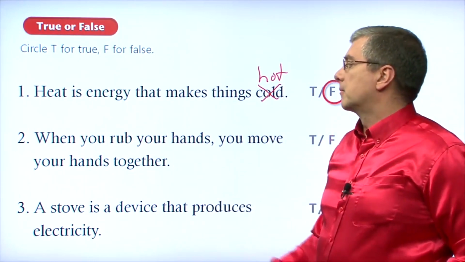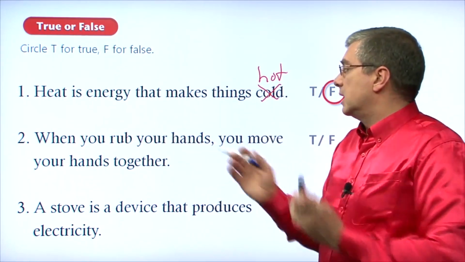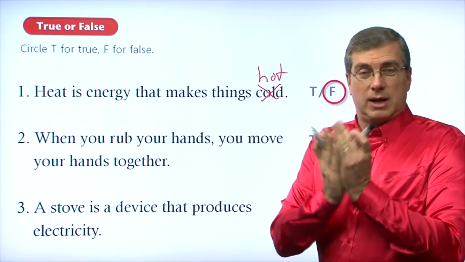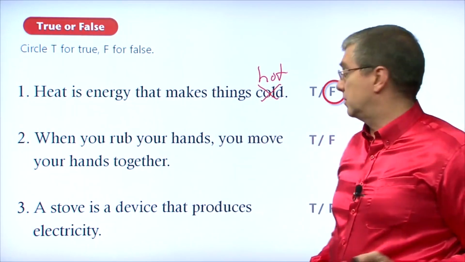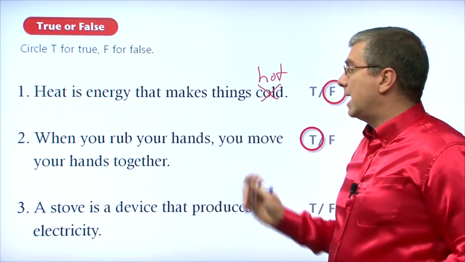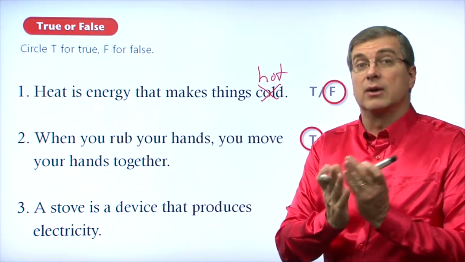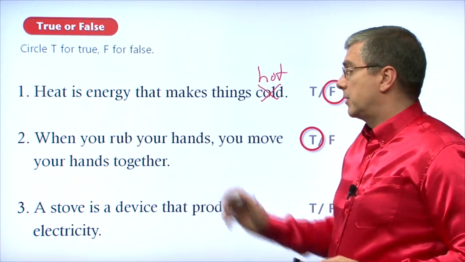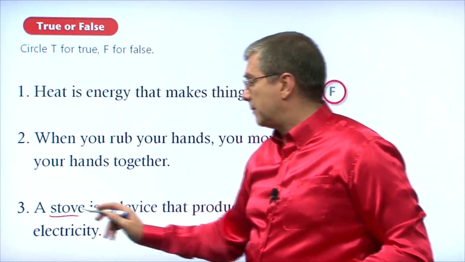Okay? Number 2, when you rub your hands, you move your hands together, right? You're moving your hands together. That's true. That sounds correct. So when you rub your hands, you're moving your hands together. That is true. Number 3, a stove type of equipment.